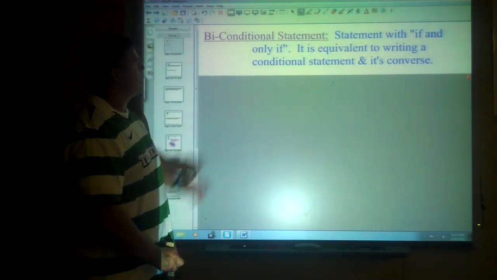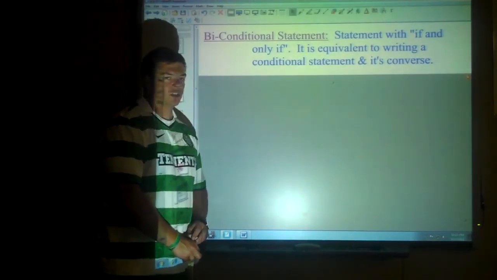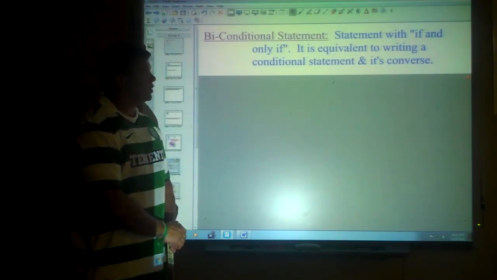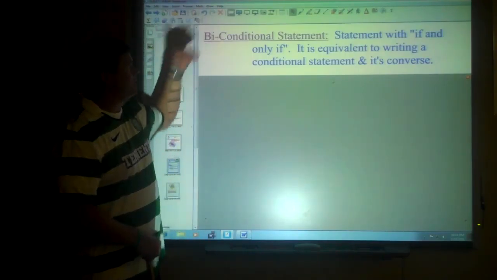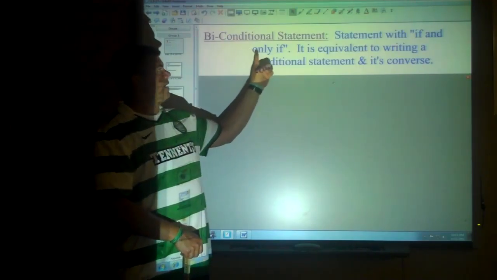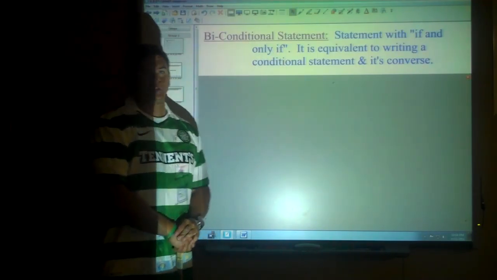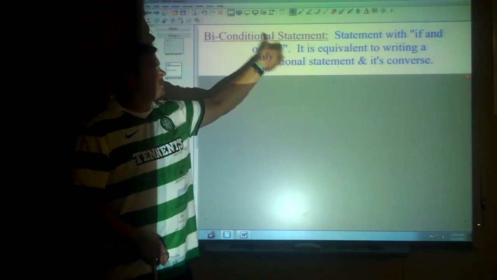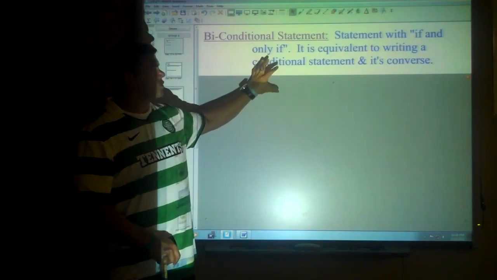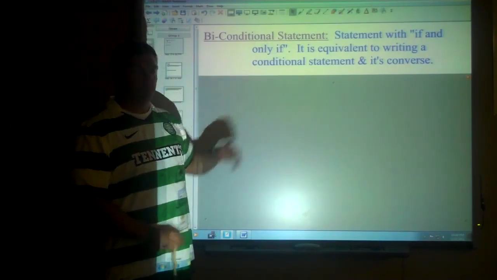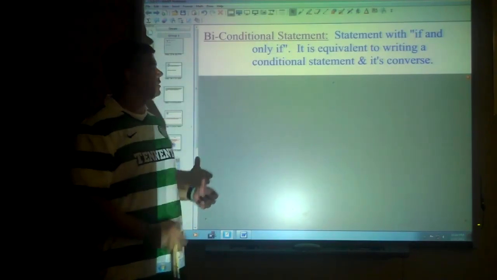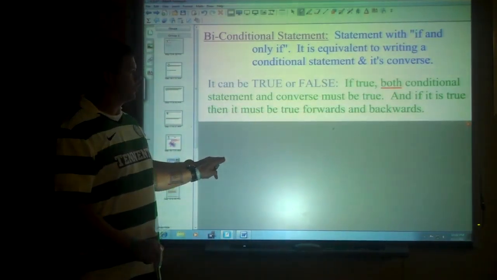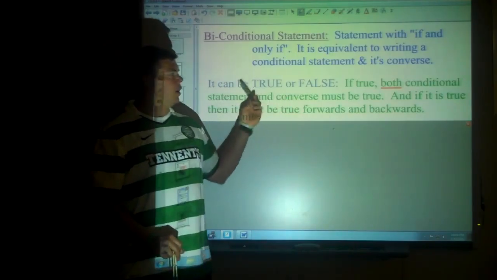We have what we call a biconditional statement. Yesterday, we were talking about if-then statements, conditional statements. A biconditional statement is actually going to have the words if and only if inside it. It's equivalent to writing a conditional statement and its converse, like two different statements. The thing that's different about a biconditional, that you must always be concerned with, is that it can be either true or false, one or the other.